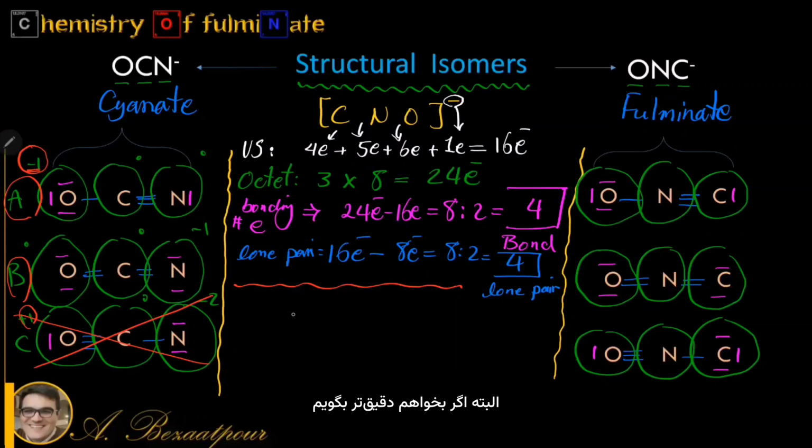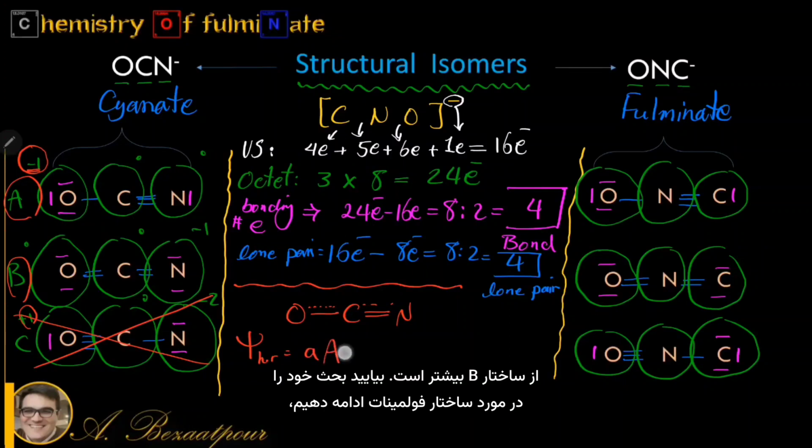Of course, if I want to be more precise, the real structure is a hybrid of two structures, A and B. And in this hybrid resonance structure, the contribution of structure A is more than structure B.